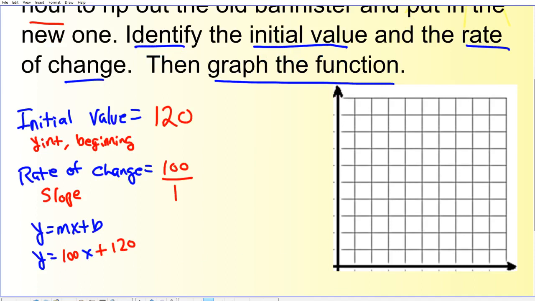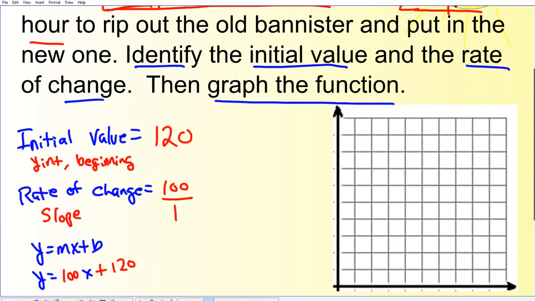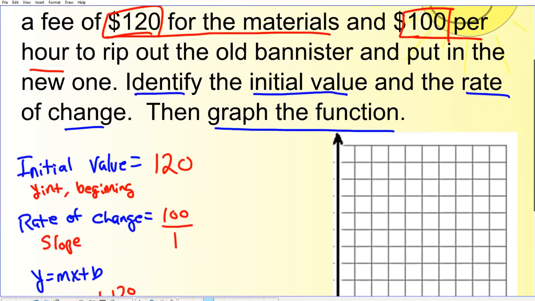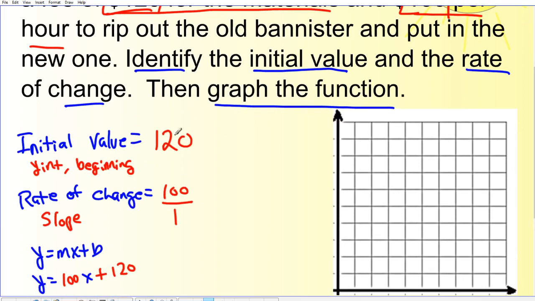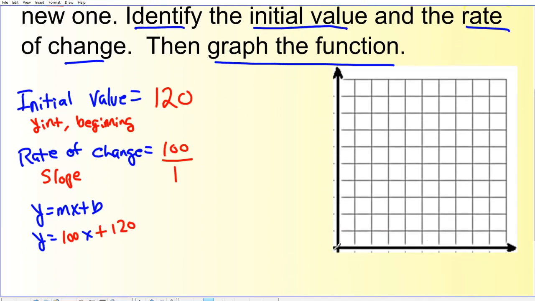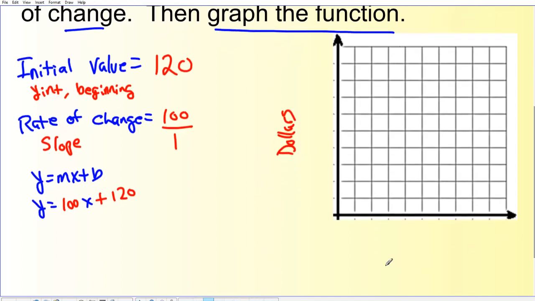Okay, so I think we're ready. My initial value is $120, that's the y-axis over here. So I need to have $120 here. So this is my dollars. I can't write sideways on this tablet, so I'm just going to go like this. Boom. There's my dollars. And my x variable would be time, hours. Time is always the independent variable. Time will always be on the x-axis. Okay?